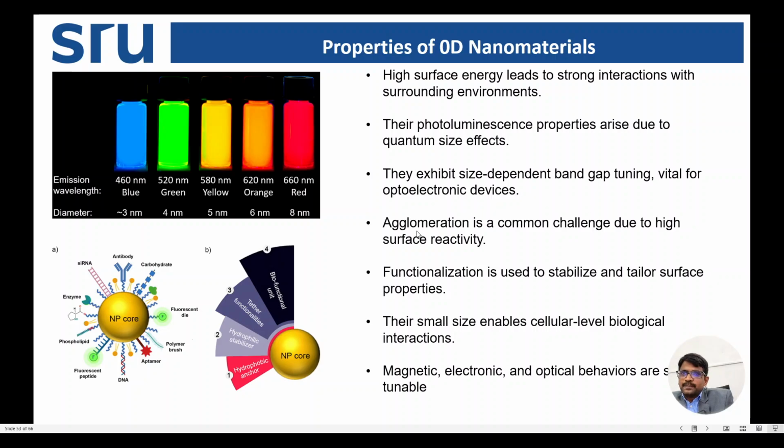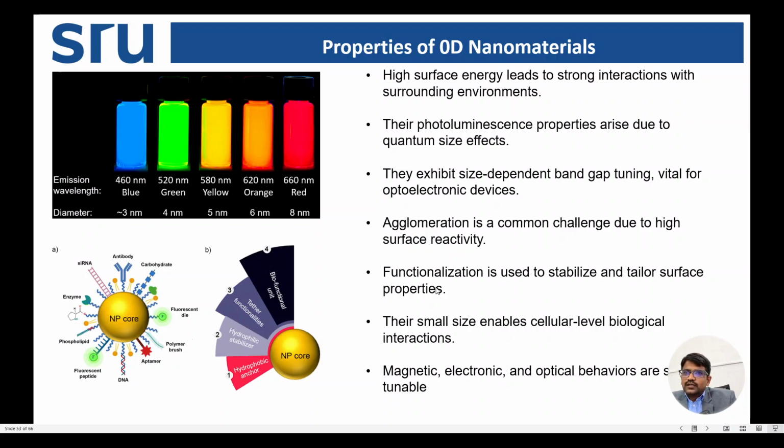That is important. Agglomeration is a common challenge due to high surface reactivity. Agglomeration means, for example, all the particles come close to each other and attach to each other. There will be some agglomeration, and that is a common challenge in nanomaterials because of the small size.